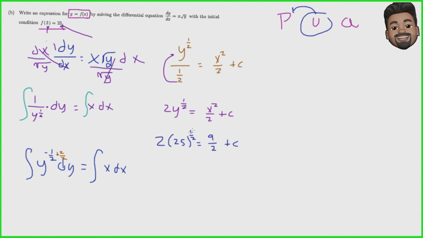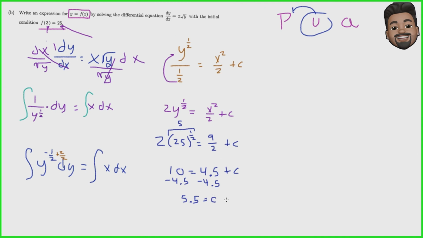Now remember, 1/2 is square root. What's the square root of 25? It's 5. So this whole thing becomes 5. 2 times 5 is 10. So we get 10 is equal to, this is what, 4.5 plus C. Now we need to solve this. We're going to subtract 4.5 from both sides, and we're going to get 5.5. So now we found our C value. Our C value is 5.5.